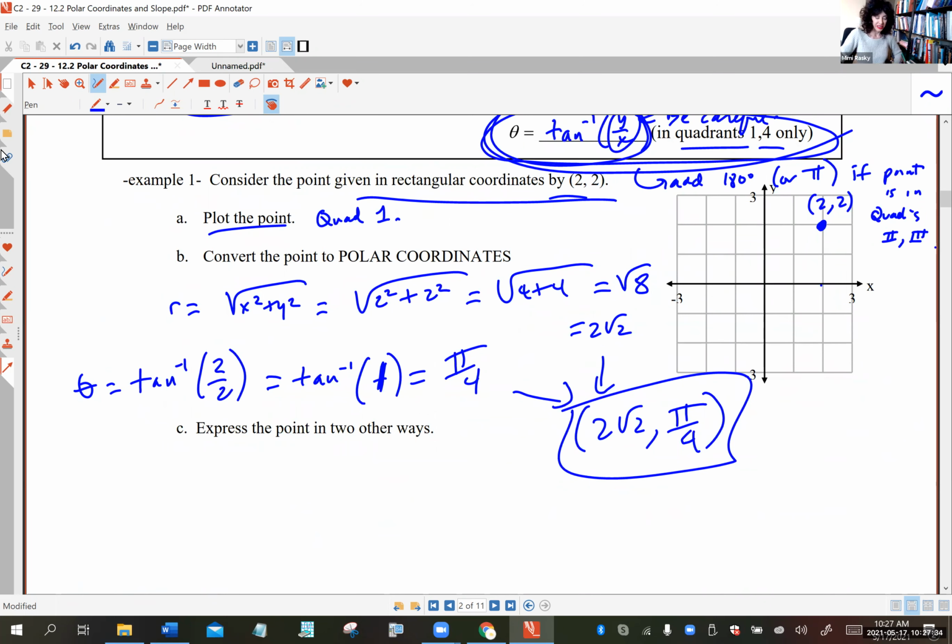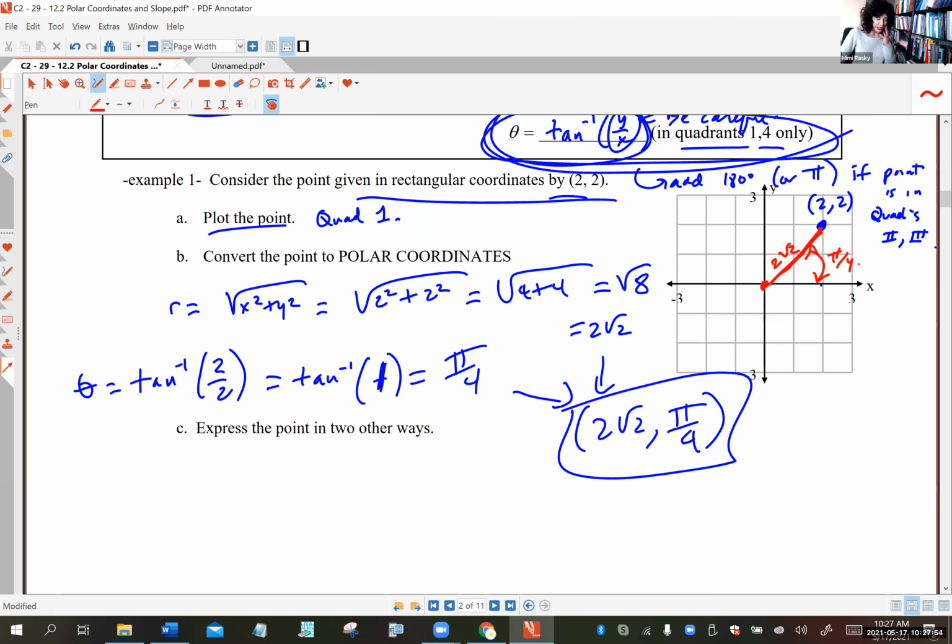What does that mean exactly? It means that the distance of this point 2, 2 to the pole is 2 root 2, and the angle that line segment I just drew there is making with the positive x-axis is pi fourths. And it looks like it is true.